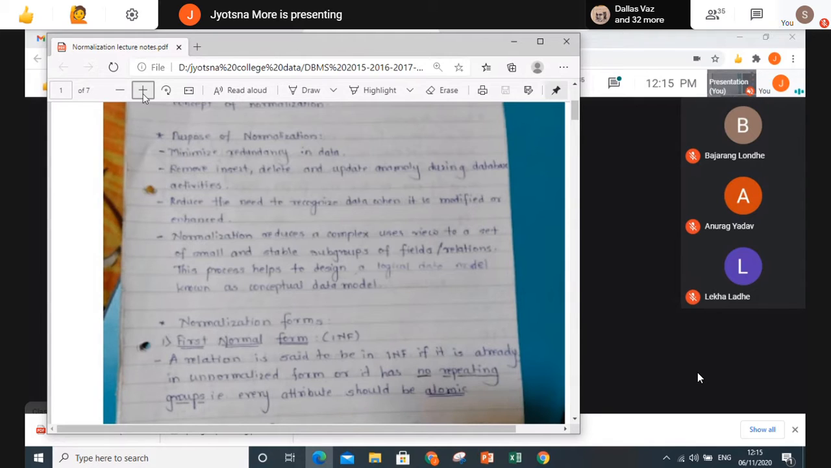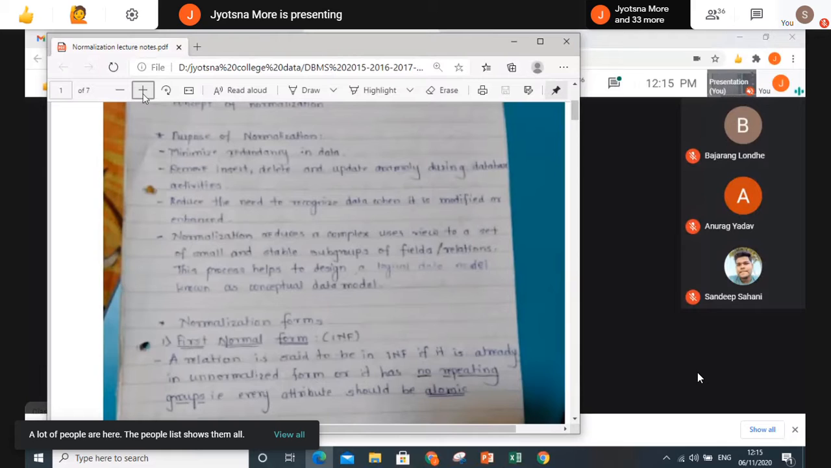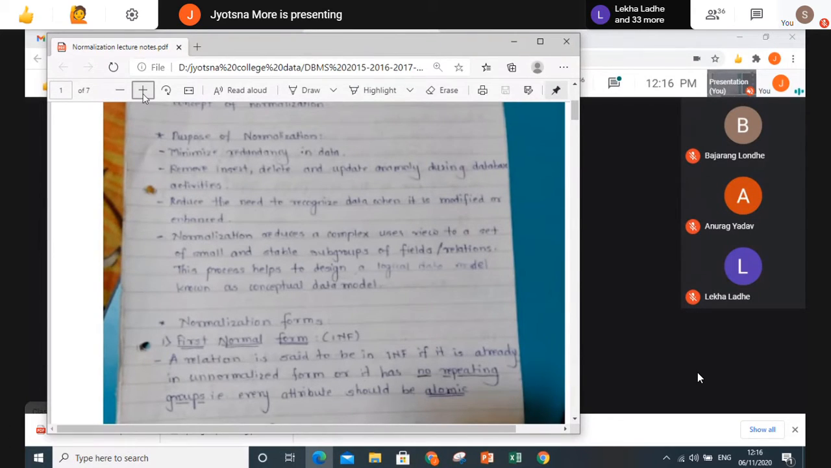That means not a single attribute should have a number of values repeating. Every attribute should be atomic, one value for that attribute. If you are having more than one value, then it is said to be a repeating group. Fine. So for this, you can note down 1NF: no repeating group, or every attribute should be atomic. At least write down this. Just a small description for you, for your viva, it will help you.